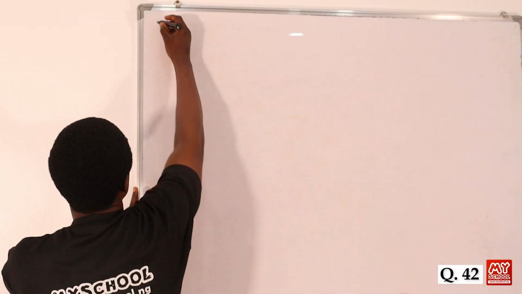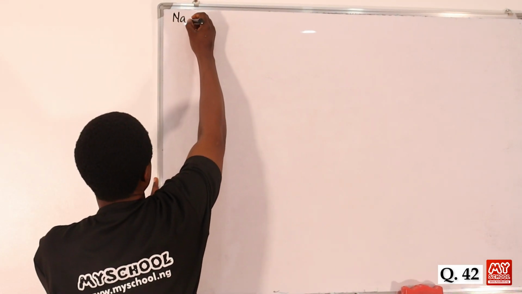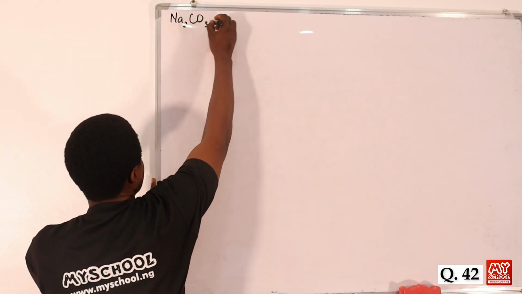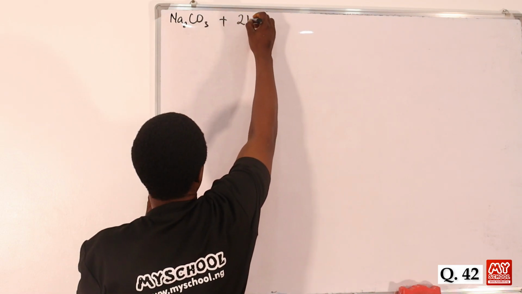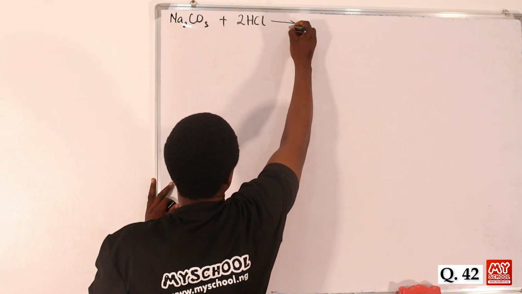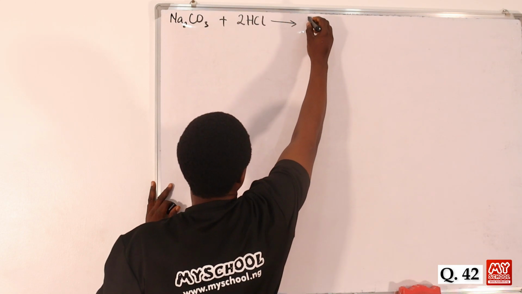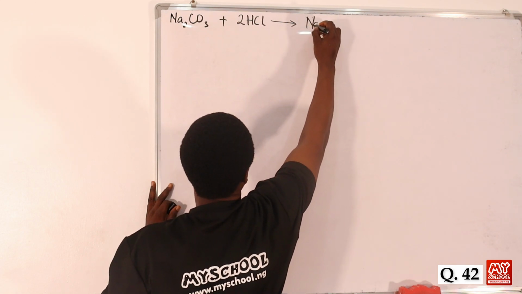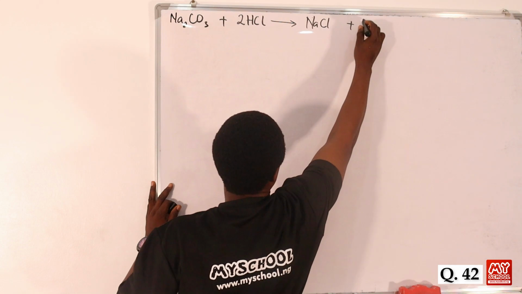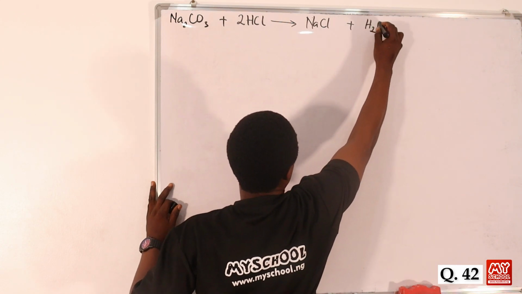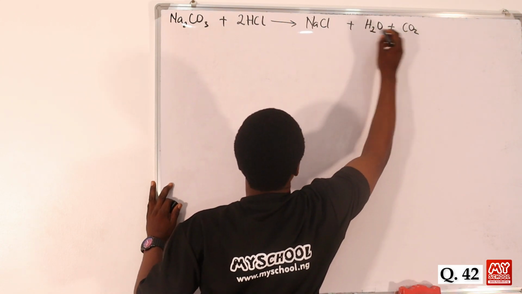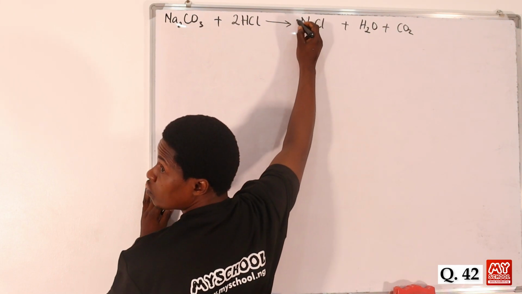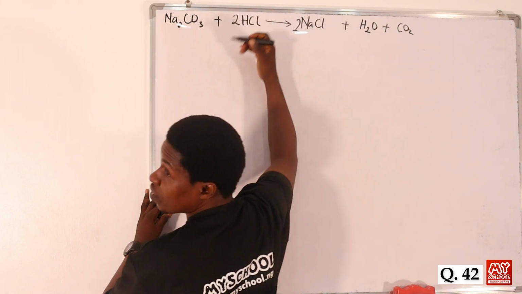So for that reaction, let me quickly write the chemical reaction. Sodium carbonate reacting with 2 moles of HCl will give us NaCl plus H2O and then plus CO2. So we have how many moles of this? We have 2 moles of this. So that's all about that.